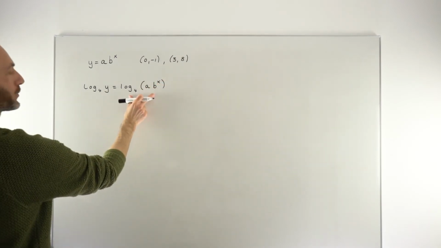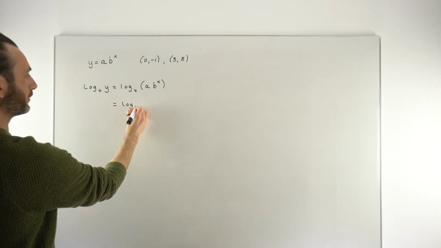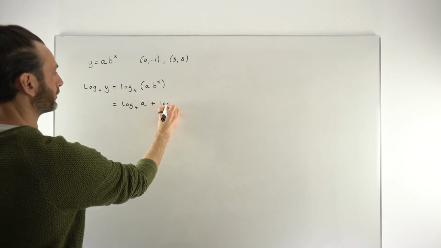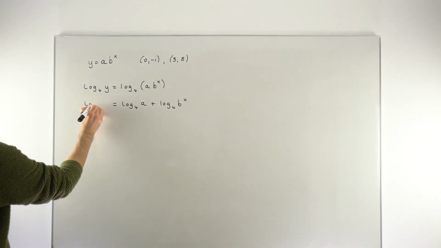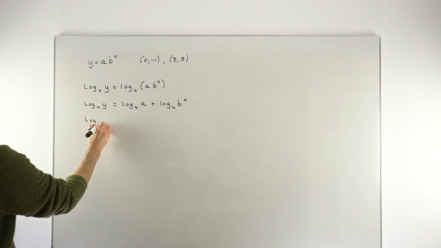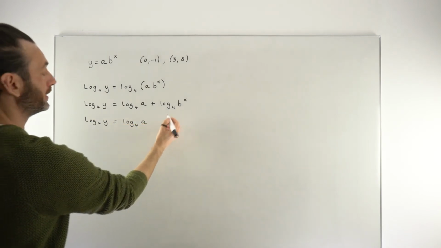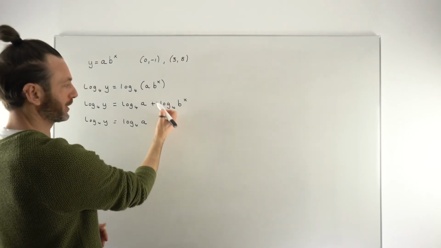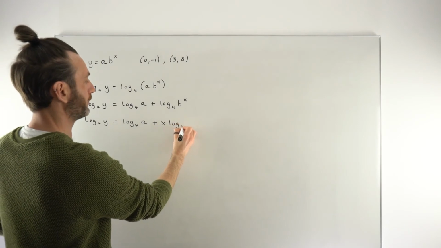Now we can use one of our log rules to separate this. This is a product, so it's log to base 4 of a plus log to base 4 of b to the x. I'm just going to pull down the left-hand side here as well. So log to base 4 of y equals this here. The log to base 4 of a term, we're just going to leave. Always look and see which of your log rules you can use. Here we've got a power, so we can bring the power in front. So that becomes x log to base 4 of b.